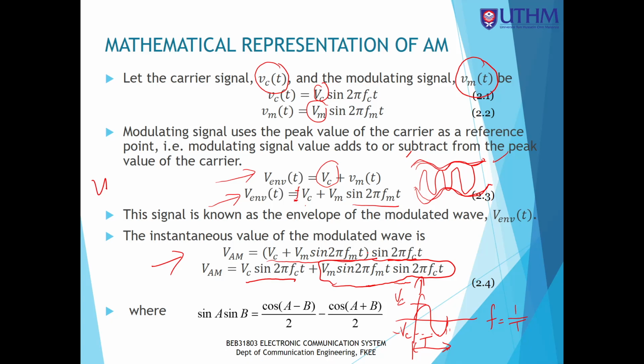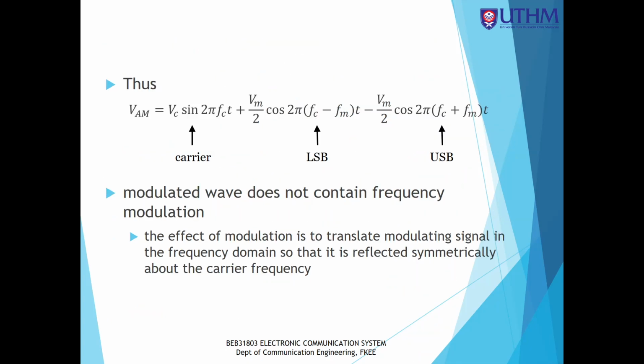Sine and sine. So according to the trigonometry identity, berdasarkan trigonometry identity, sine A sine B is equal to cos A minus B over 2 minus cos A plus B divided by 2. Berdasarkan trigonometry identity, we can rearrange the equations for sine A sine B into a cosine function. So therefore, we can rewrite the equations to be like this. VC sine 2 pi FCT plus, ni yang tadi.